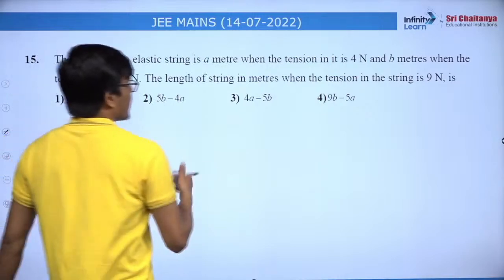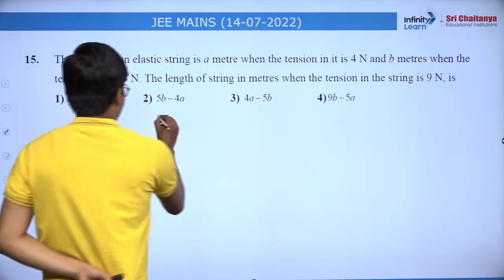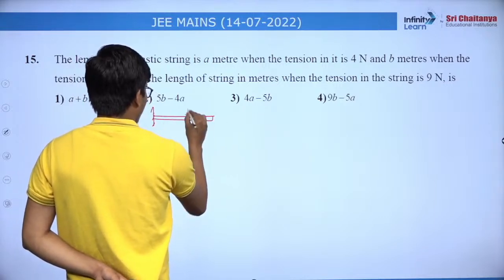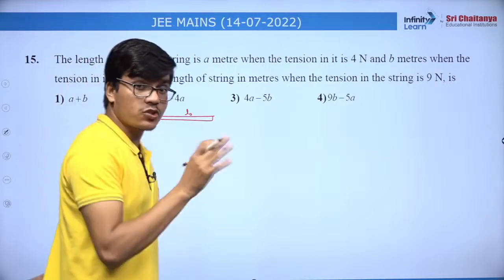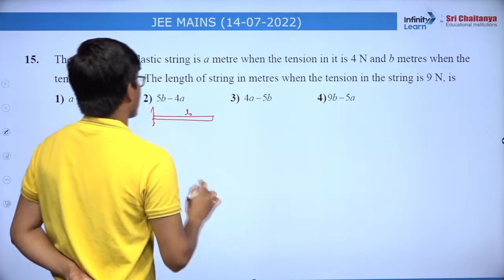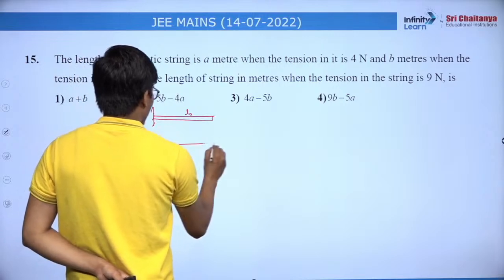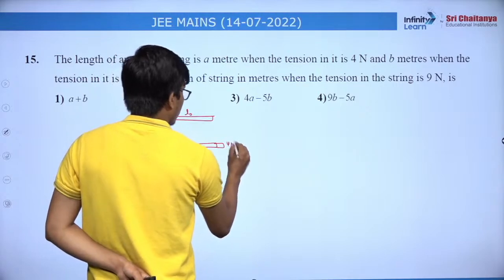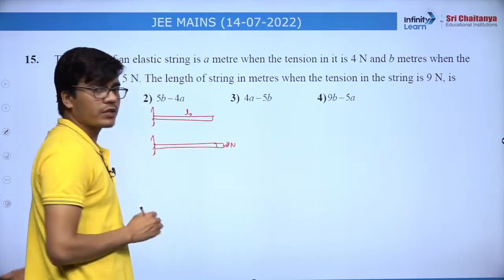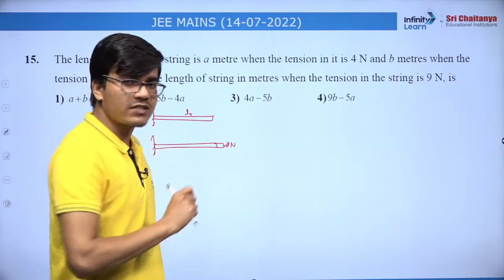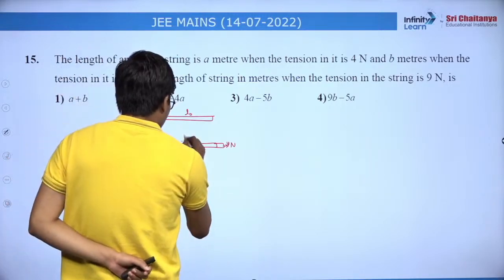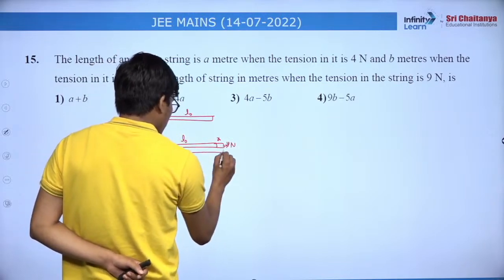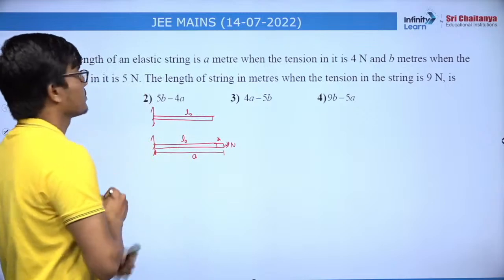So you have an elastic string which can be stretched, and so let's say you have this string of natural length L0. Natural length is L0, like without any external force. So if you apply a force of 4 Newton, obviously there will be some little extension. All right, so initially length was L0, and let's say this extension is x, and they have given you the total length, that is equal to a.